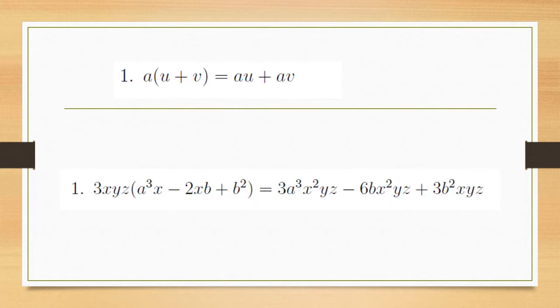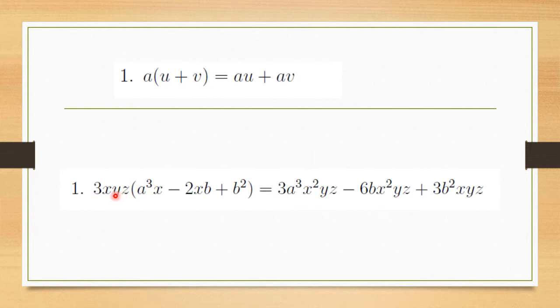For example, we've got 3xyz times the trinomial a cubed x minus 2xb plus b squared. Here, your A is 3xyz, which should be distributed or multiplied to each of the terms. So we multiply 3xyz times a cubed x, which becomes 3a cubed x squared yz. Of course, they have the common variable x, so x times x, we add the exponents, 1 plus 1 equals 2, and the rest of the terms you copy, so that is the result.